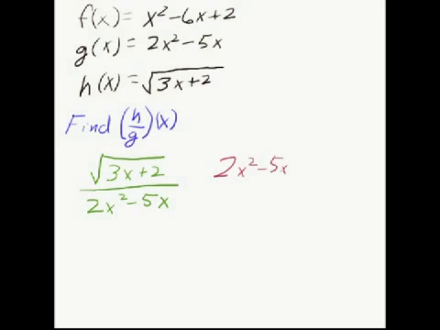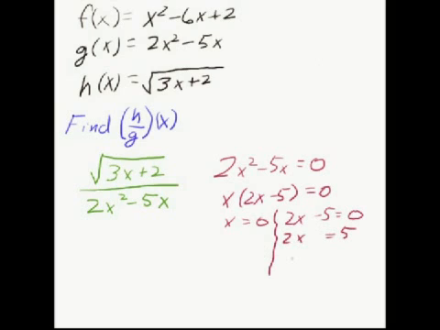Because the denominator now has a polynomial, there may be undefined values. What I need you to do is to set the denominator equal to 0 to start. Solve by factoring out the greatest common factor and you find you have two solutions, x equals 0 and x equals 5 over 2. These are the undefined values.